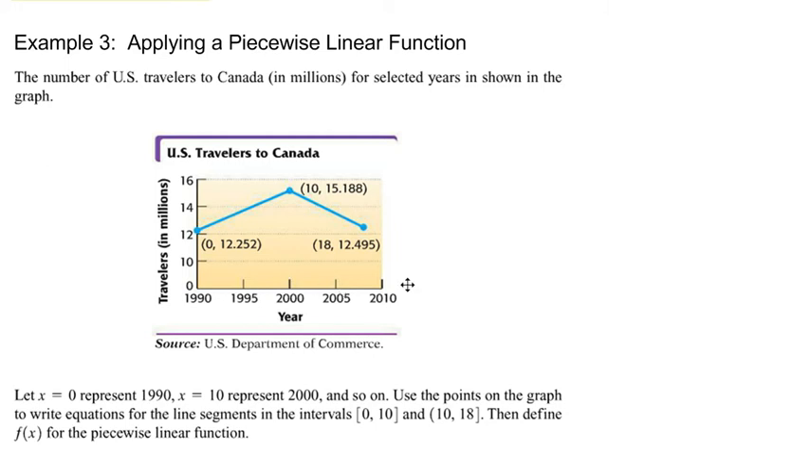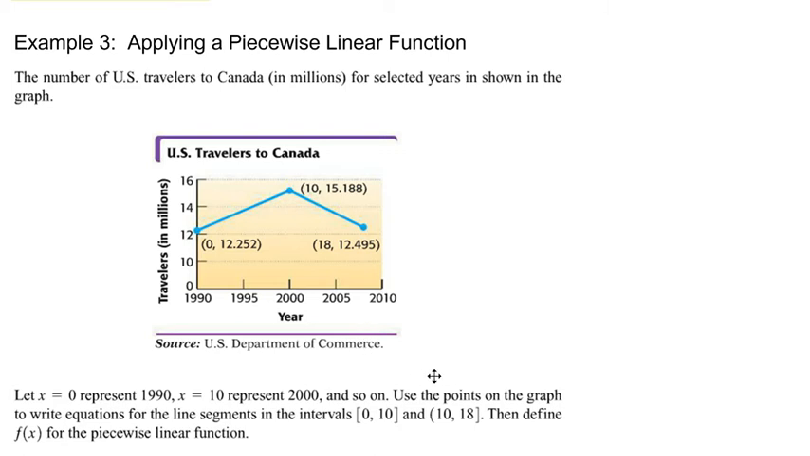Okay. So we want to use the points on the graph to write the equations for the line segments in the intervals from 0 to 10, right here, and the intervals from 10 to 18. And notice that we use parentheses. The parenthesis means the number is not included. The brackets mean the numbers are included. And that information is going to be useful to us, and I'll show you how that works.